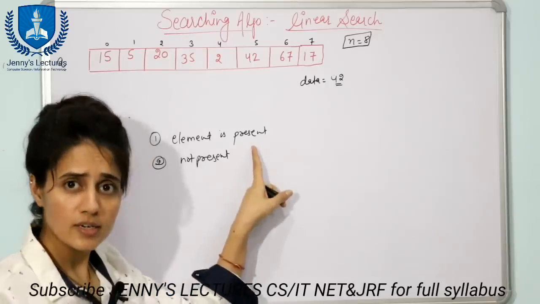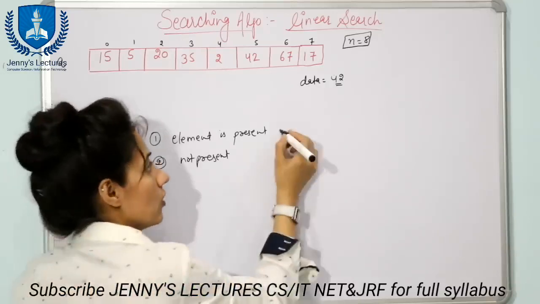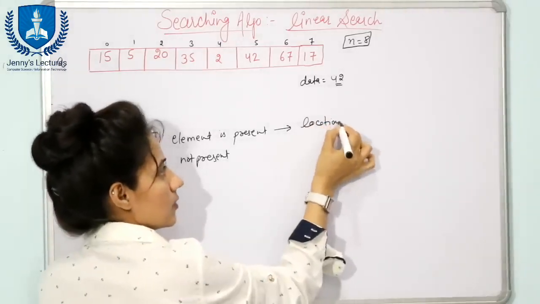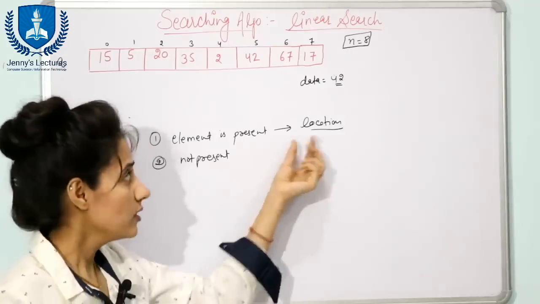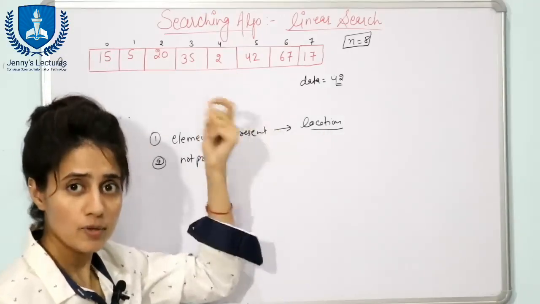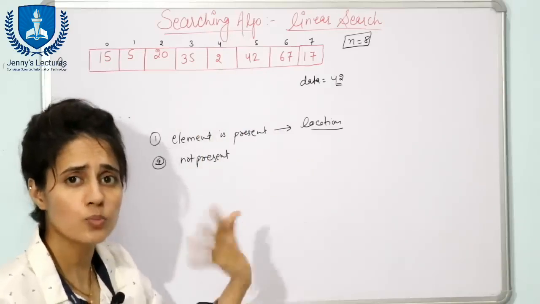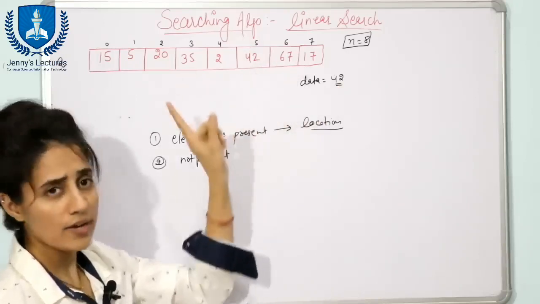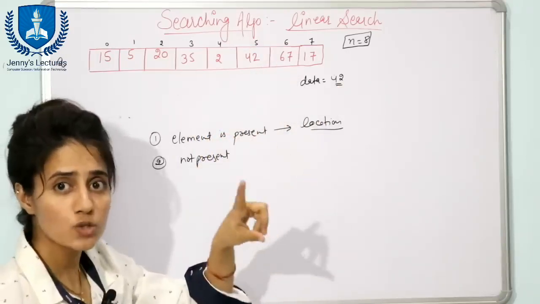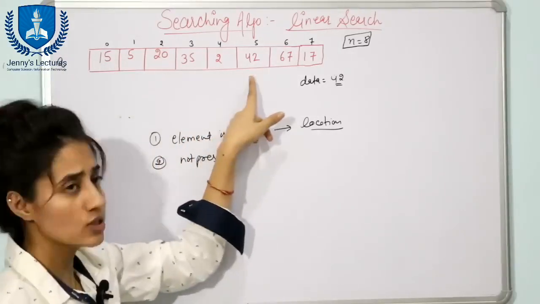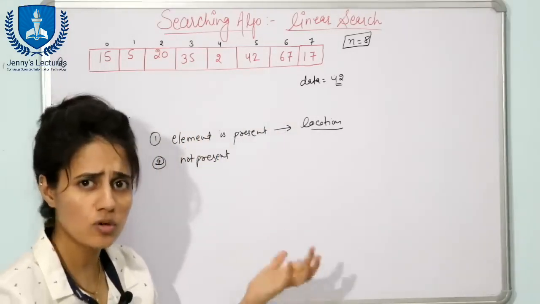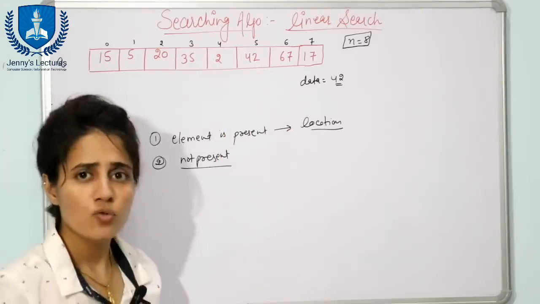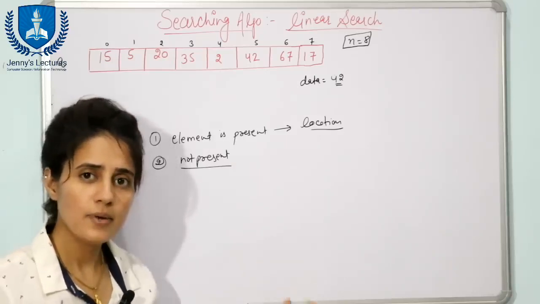If the element is present, in that case you want to print the location of that element, where that element is present in this array. Maybe you can say at which index, or at which position this element is present. So here the index for this 42 is 5, right? And the position is the 6th position: 1, 2, 3, 4, 5, 6. So either you can print the index or you can print the location. If the element is not present, then you want your program to print element not found.